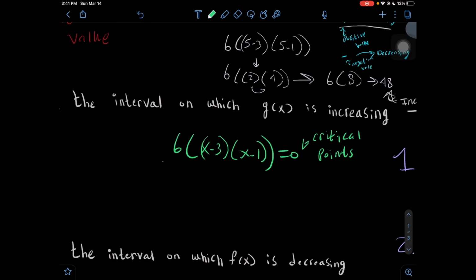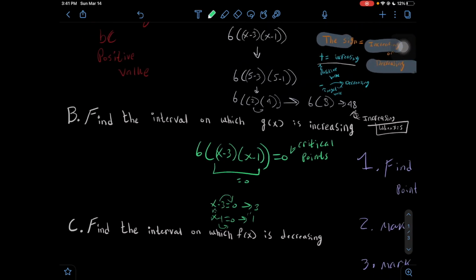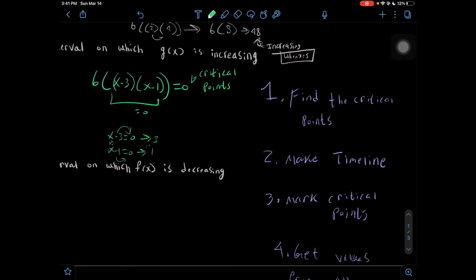So we're going to set each factor equal to 0. So we have x minus 3 equals 0. Obviously that's 3. And then we have x minus 1 equals 0. And that is just 1. And if you just want to know how to do it, you're adding 3 to both sides, which leaves you with x, meaning that x equals 3. And here you're adding 1 to both sides, meaning that x equals 1. So now that we have our critical points, let's go to step 2, which says make a timeline.